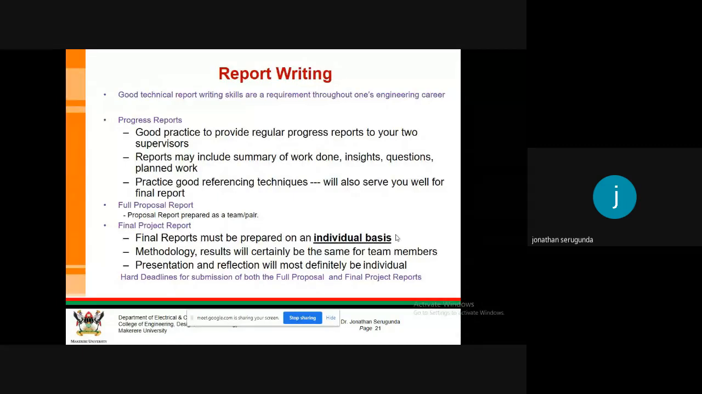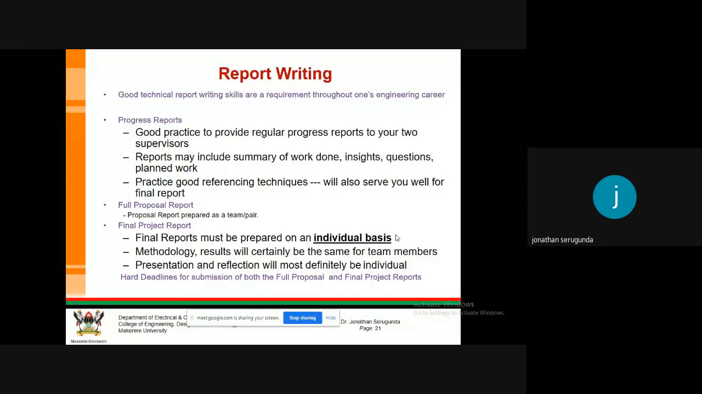Now here at Makerere, we provide what we call a 4th year projects handbook, which will help students to look at several aspects of their work. One is we provide a template for the reports, both the proposal and the final report, so that you don't have to reinvent the wheel, just fill in your bits.